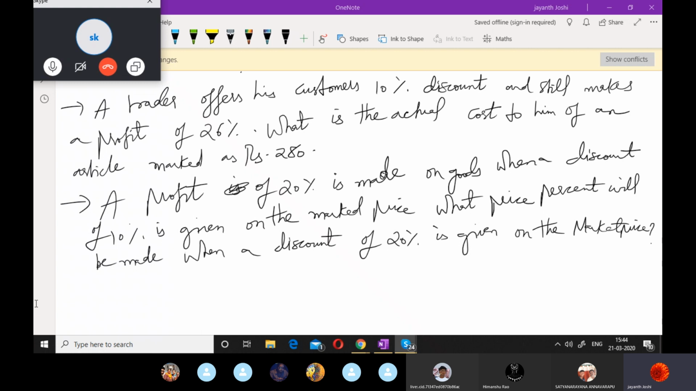Try to solve this too. Just 2 minutes, I'll be back. Try.